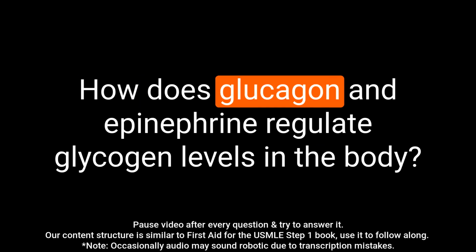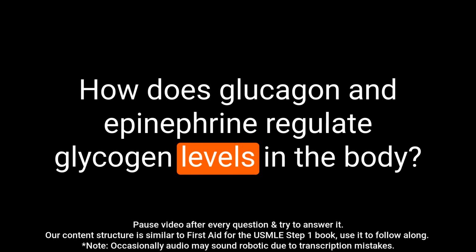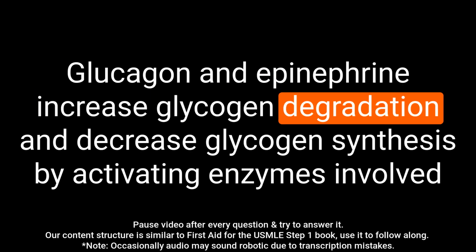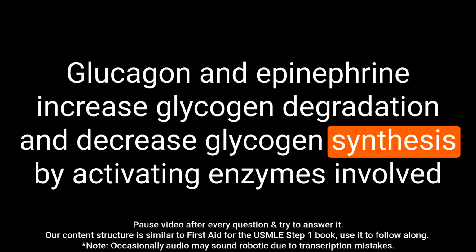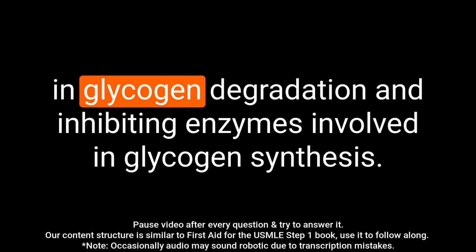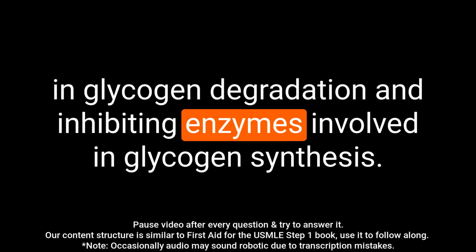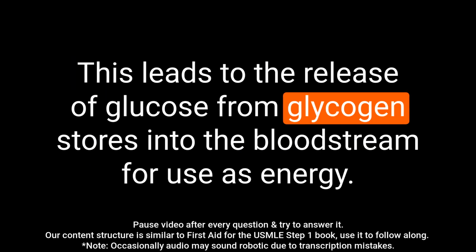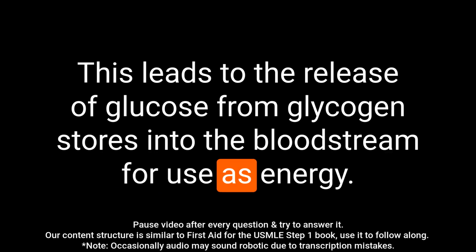Question: How do glucagon and epinephrine regulate glycogen levels in the body? Answer: Glucagon and epinephrine increase glycogen degradation and decrease glycogen synthesis by activating enzymes involved in glycogen degradation and inhibiting enzymes involved in glycogen synthesis. This leads to the release of glucose from glycogen stores into the bloodstream for use as energy.